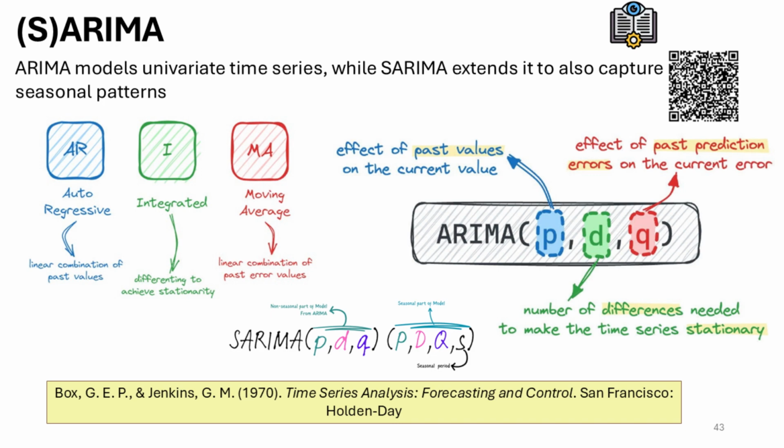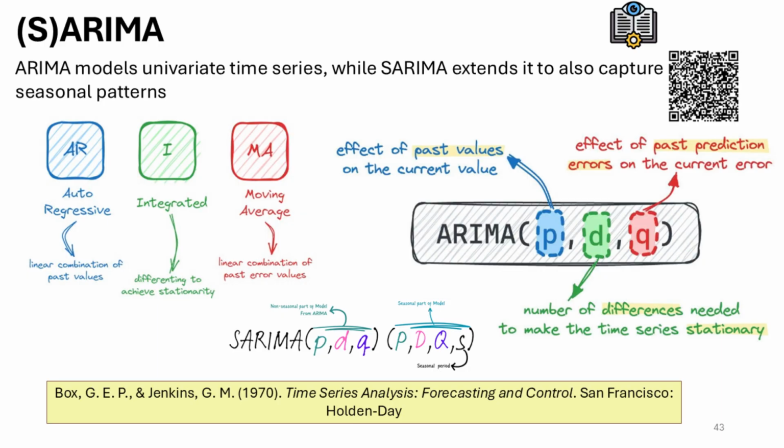I, integrated, represented by d. This involves differencing the data, subtracting the previous value from the current one to achieve stationarity. This removes trends so the model can focus on the underlying patterns. MA, moving average, represented by q. This captures the effect of past prediction errors. It helps the model adjust based on how far off its previous guesses were.